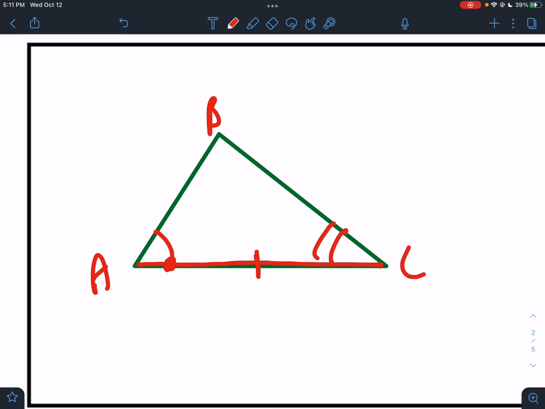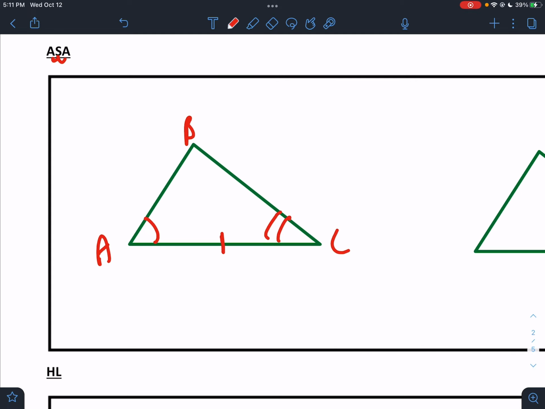We're just having a good old time. So that is the included side. That is an ASA configuration right there. And let's go build one real quick.